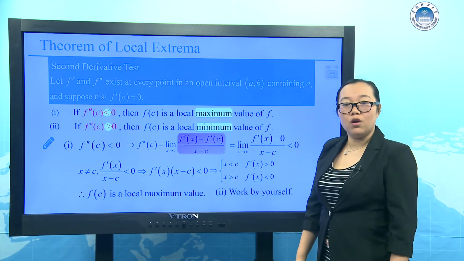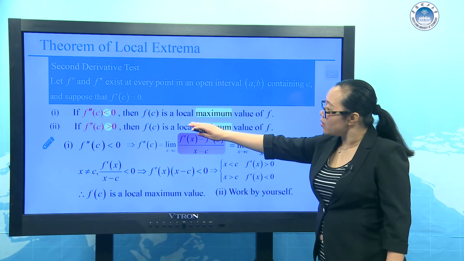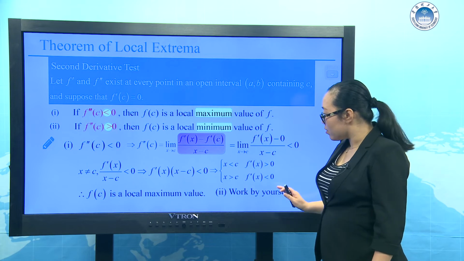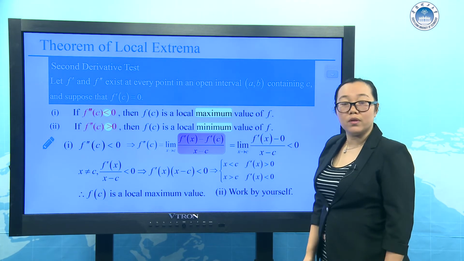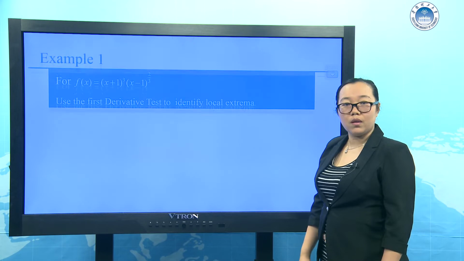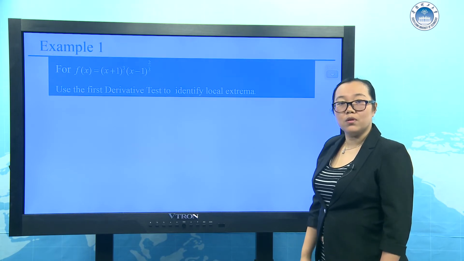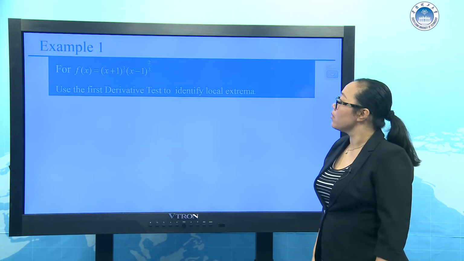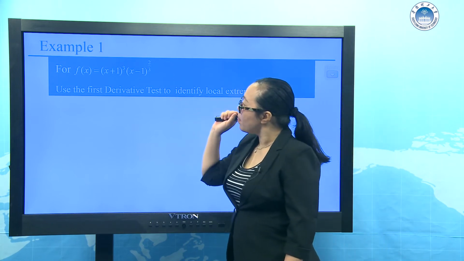In a similar way, try to prove case 2. So work by yourself and try to prove case 2. Now, using our theorems to finish our examples, look at example 1.